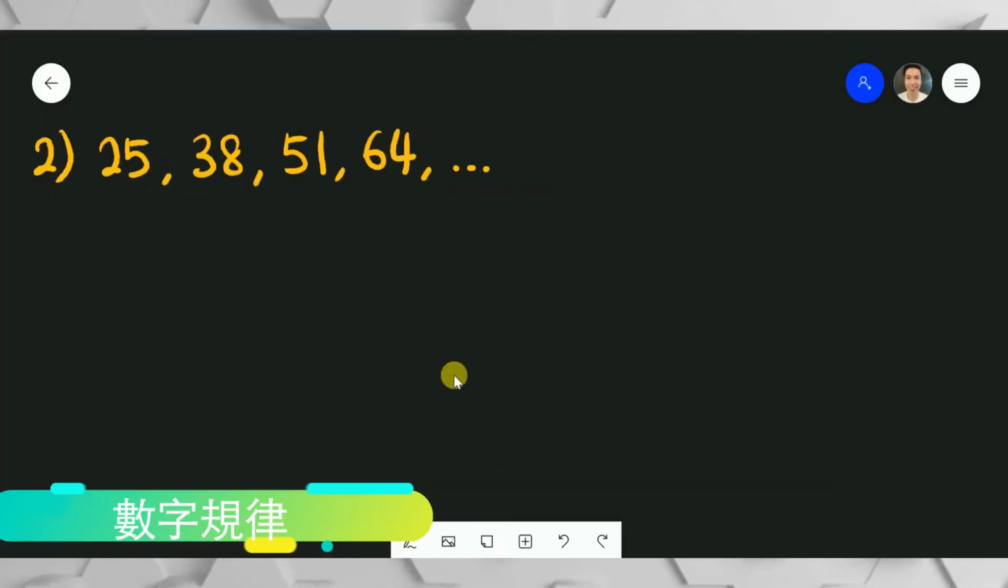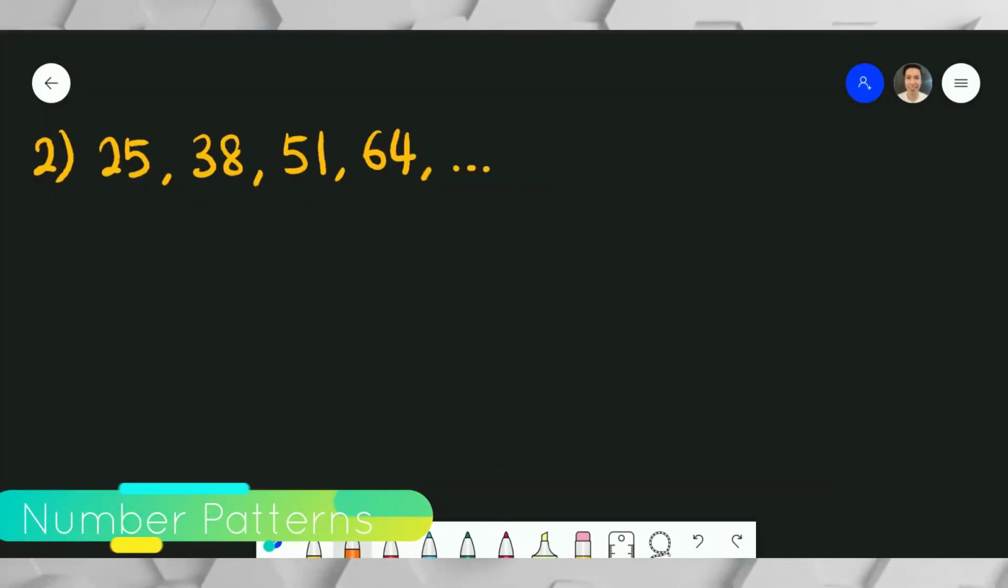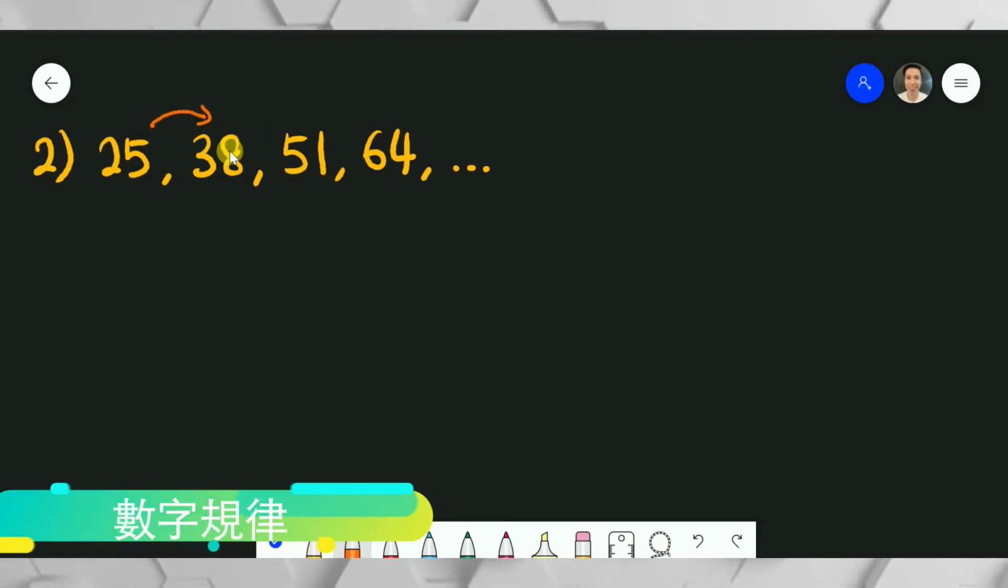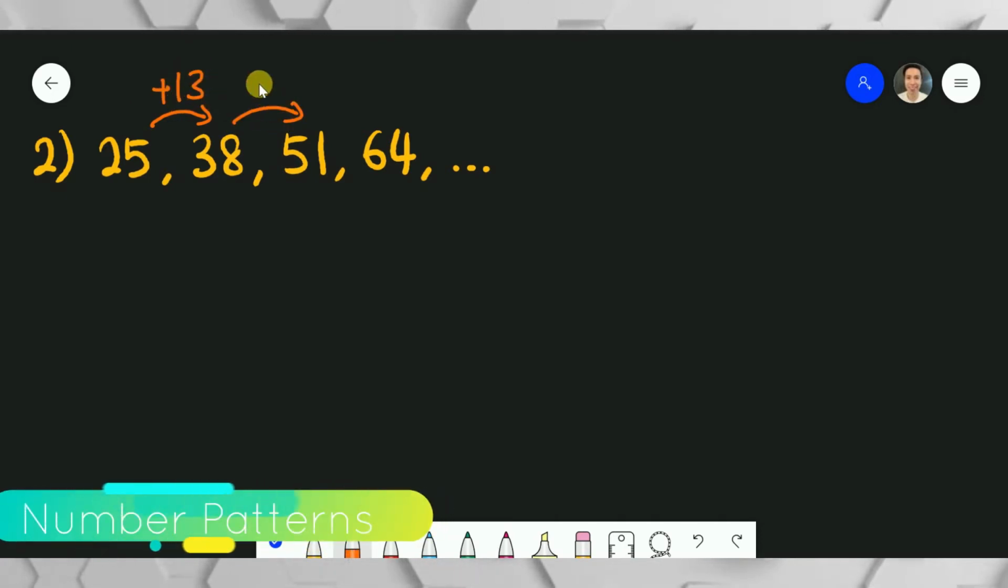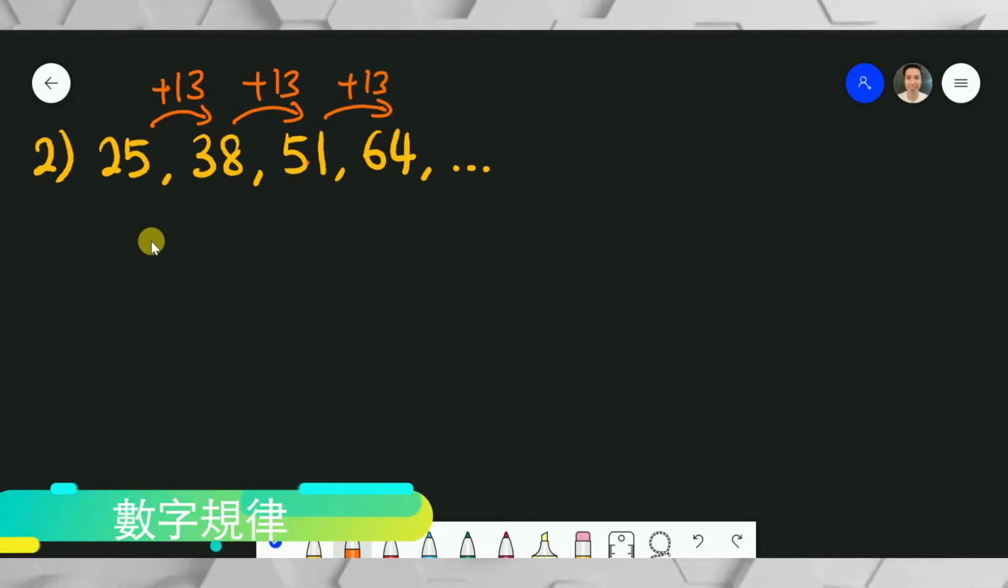Let's say we have this one: 25, 38, 51 and 64. First of all, we use the same method, so we find the common difference. We take 38 minus 25, you have plus 13, and then plus 13 as well to get 51, and then 51 plus 13, you will get 64.